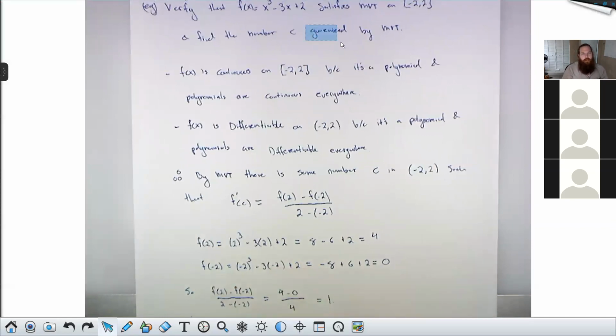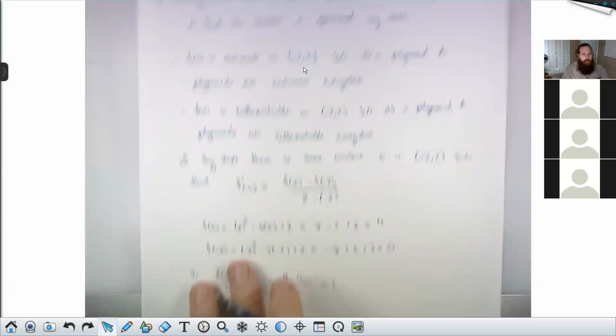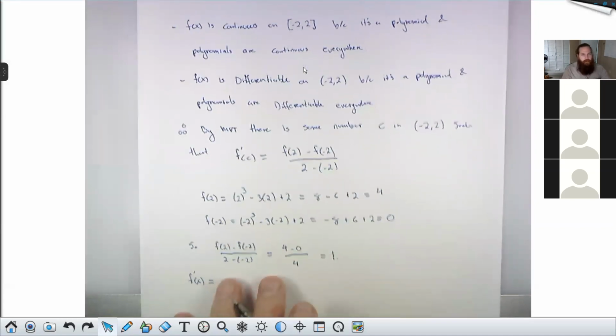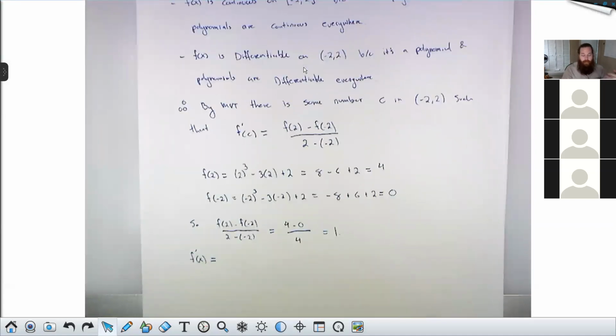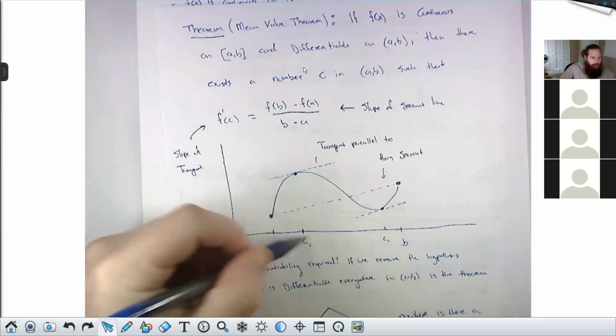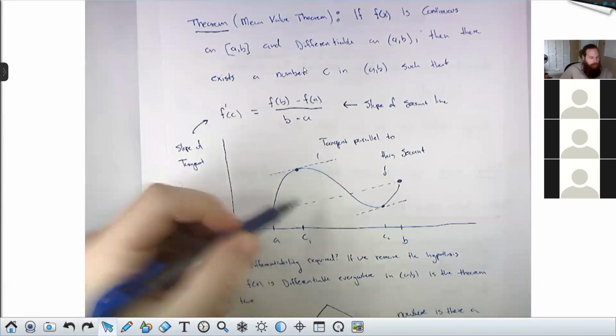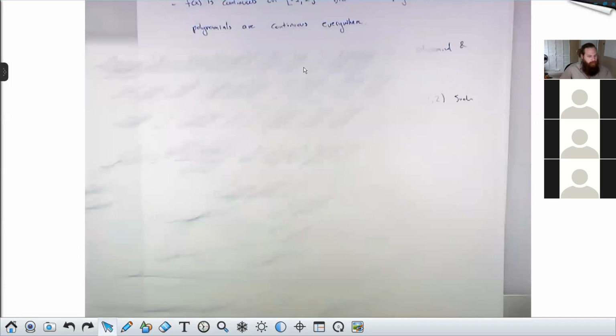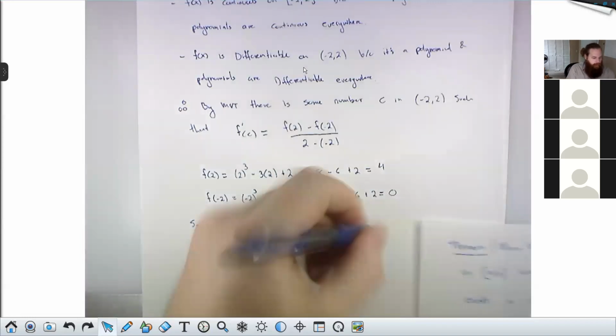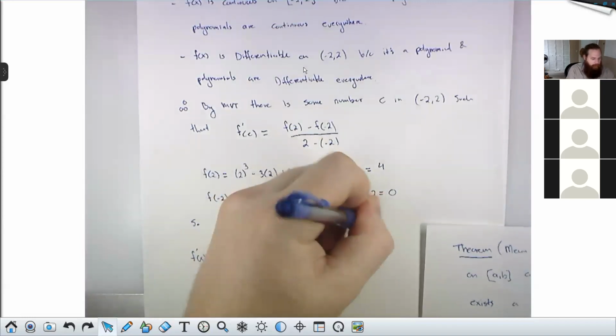Yes. Cool, thanks. Yeah, so remember MVT says if f of x satisfies certain hypotheses, then there's guaranteed to be some number C such that some other condition is true. So what we're doing here is we're looking for the number C guaranteed to exist by MVT. So MVT promises me that there is some number C such that the tangent line at that number is parallel to the secant line. So what we have here, this guy, this is the slope of the secant line.